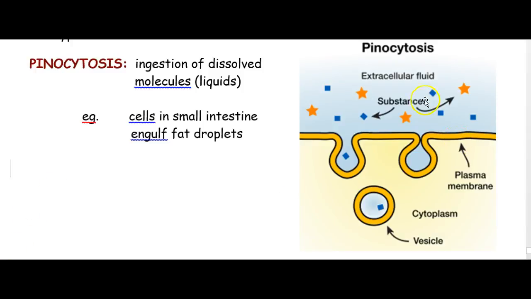We see in the diagram here the stars in these squares representing any kind of dissolved solutes in the extracellular fluid that are going to get engulfed, and then we end up with a vesicle as a result, and that's going to travel within the cell where it needs to go.